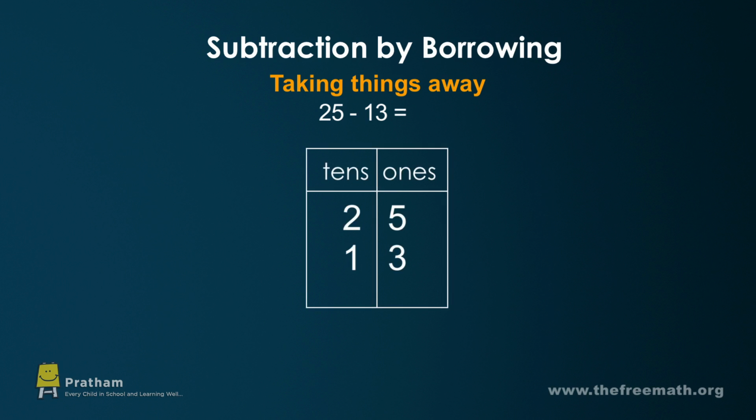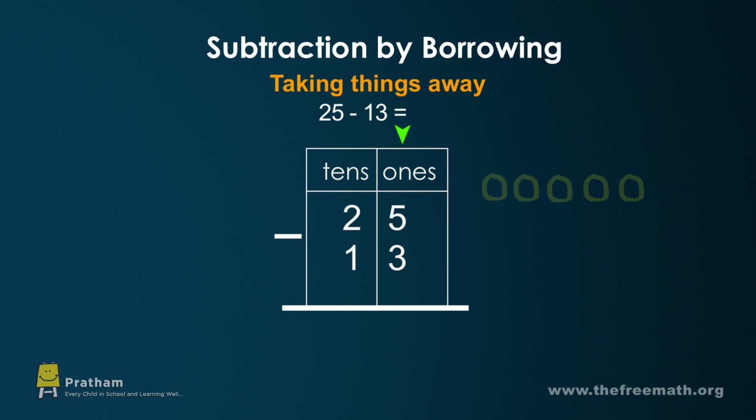That means the ones are lined up and the tens are lined up too. So in this case 5 and 3 are in the same line and 2 and 1 are in the same line. Then we take one column at a time and do the subtraction. So in this case we will subtract 3 from 5.